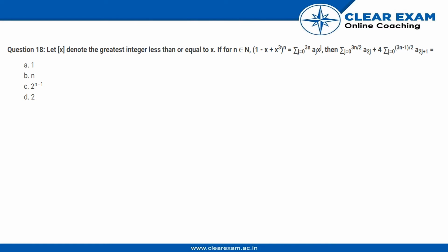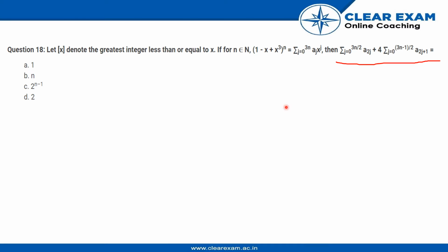So this bracket over here on x denotes the greatest integer function, less than or equal to x, and if for n belonging to natural numbers, (1 minus x plus x cube) the whole raised to n equals the summation of j equal to 0 to 3n of a_j x raised to j, then we need to find the value of the summation j equal to 0 to [3n/2] of a_2j plus 4 times the summation j equal to 0 to [(3n minus 1)/2] of a_(2j+1).